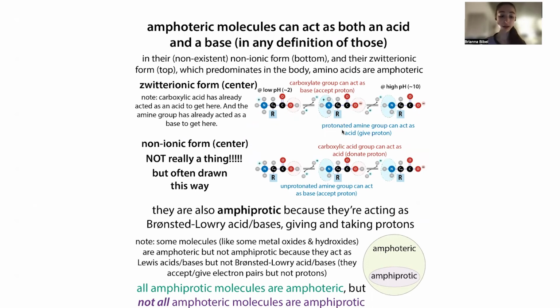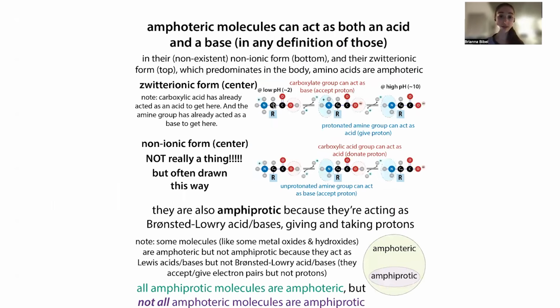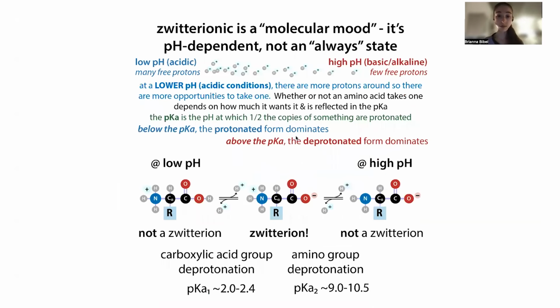Instead, what's really happening, the form that dominates in your body, is going to be this zwitterionic form. Zwitterionic means you have a positive charge and a negative charge that are separated. You have fully positive and fully negative parts, but neutral overall. In the case of an amino acid, this amino group is typically going to be protonated, so it's going to be in its positively charged state, and this carboxylic acid group is going to be in its negatively charged state.